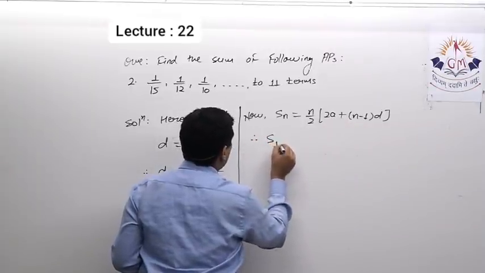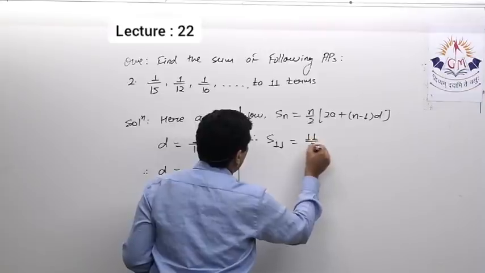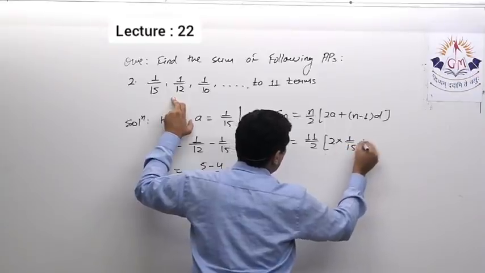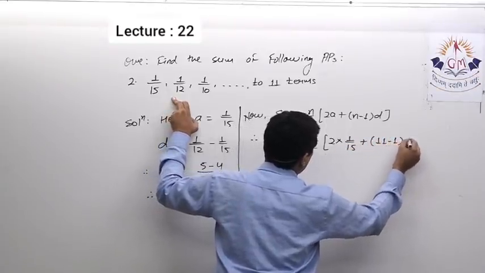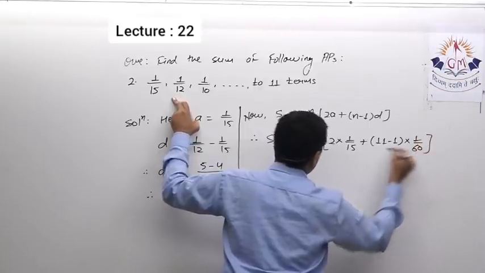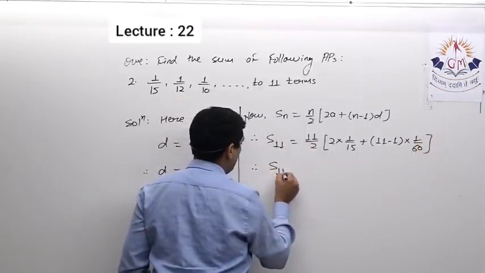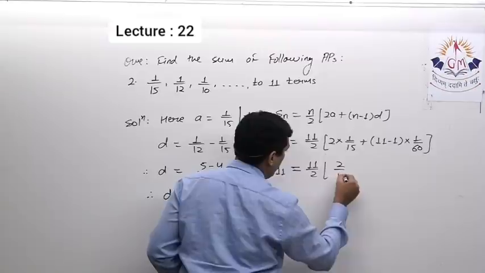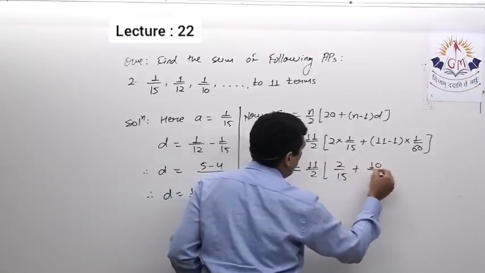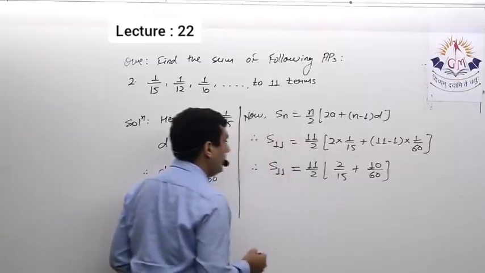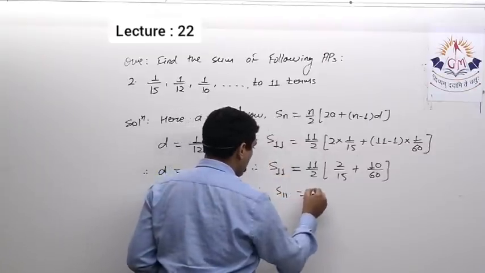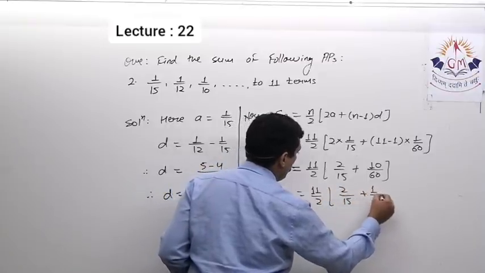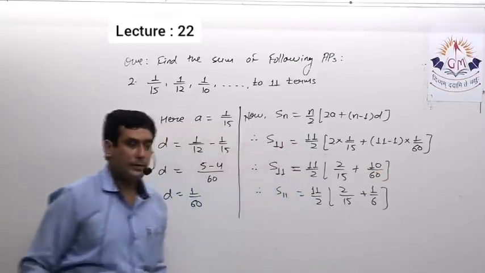So S11 is equal to 11 by 2 into 2 into a, that is 1 upon 15, plus 11 minus 1 into d, that is 1 upon 60. So S11 is equal to 11 by 2 into 2 upon 15 plus 10 upon 60. So S11 is equal to 11 by 2 into 2 upon 15 plus 1 upon 6, as I can cancel the 0 and 0 in 10 upon 60.